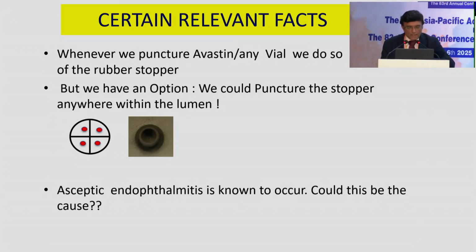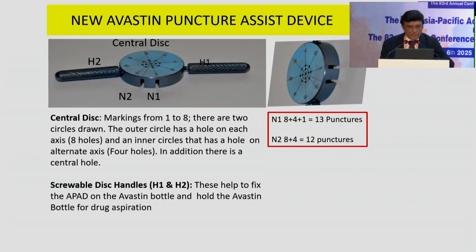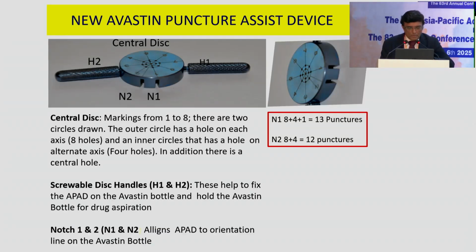But if a coring occurs, we can have an aseptic endophthalmitis, and the cause could actually be the coring of the device. So I went ahead and made a new puncture device, which you can see has 8 holes. There are 2 circles. The outer circle has 8 holes. The next circle has 4 holes, and there is a central hole in the center, and there is a notch on either side, N1 and N2, and there are 2 screwable handles.